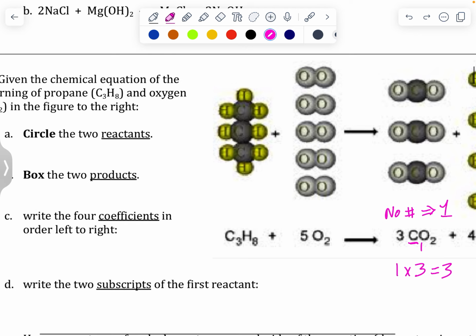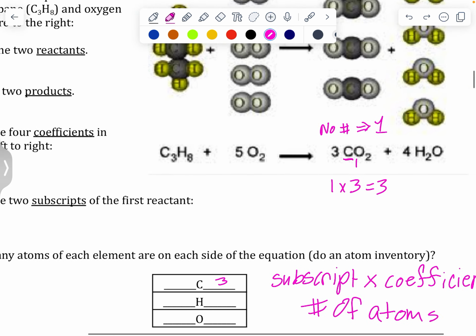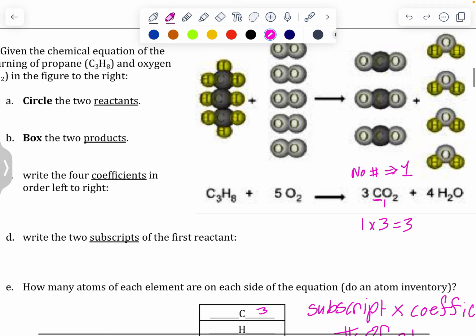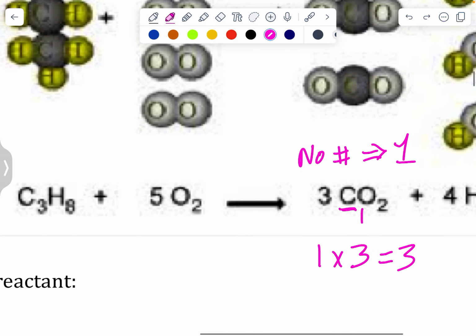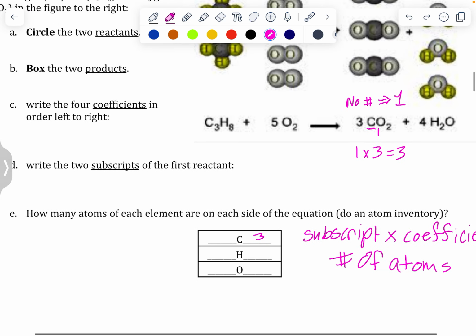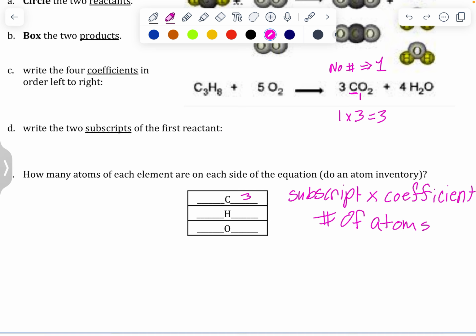So you're going to circle 2 reactants and then box 2 products. When you're looking at coefficients, remember that if there's no number out in front, it means 1. For subscripts, if there's no number to the right of that element symbol, that means 1. Lastly, you're counting the number of atoms for each element. So look at the reactant side and the product side.